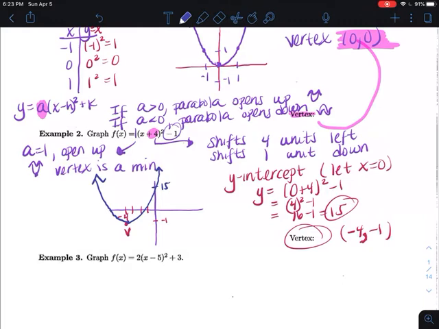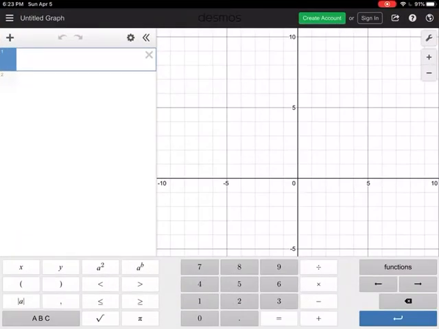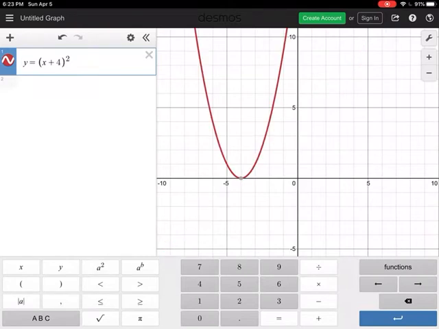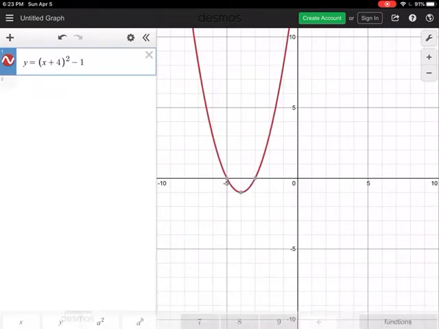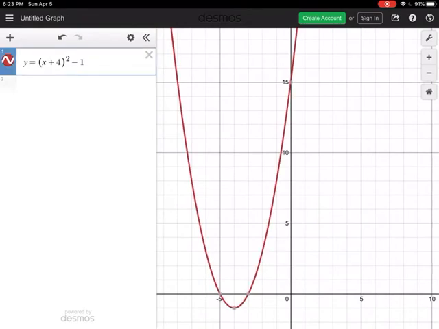All right, let me just put this into Desmos so you can see how all this stuff lines up. So y equals parentheses x plus 4 quantity squared minus 1. Notice how the vertex is at -4, -1. It opens up and then it crosses the y-axis at 15. And that's all you would need to sketch the graph.